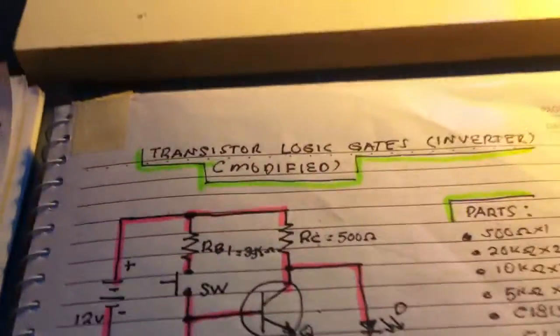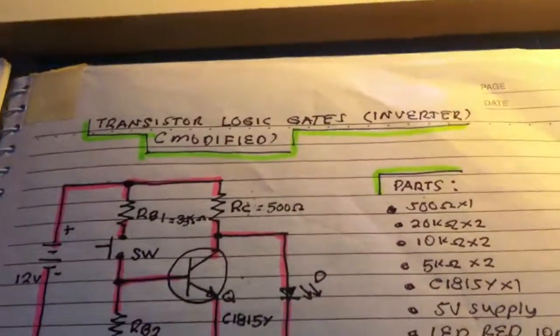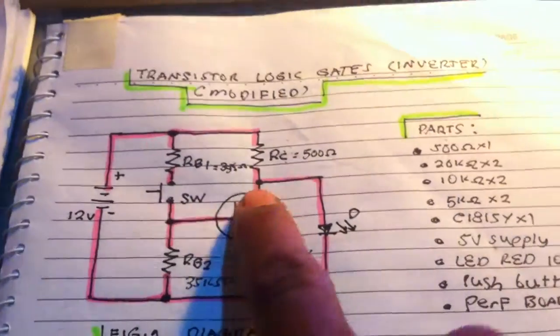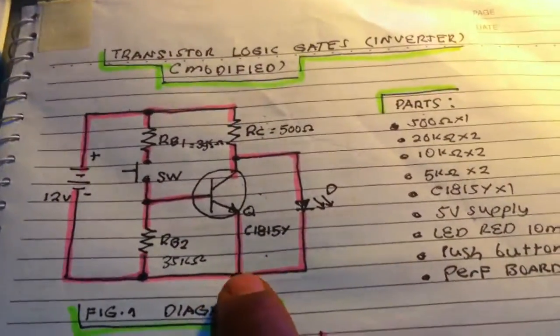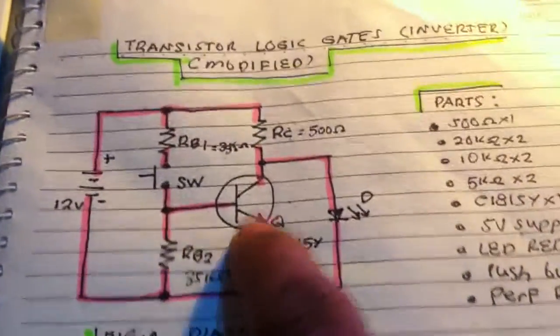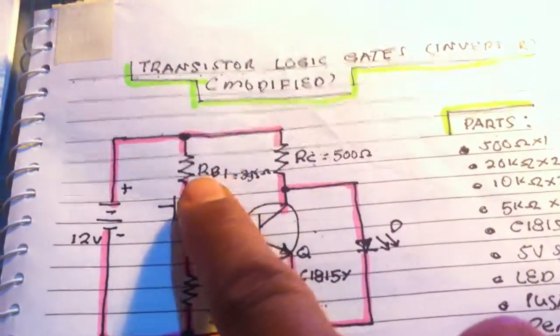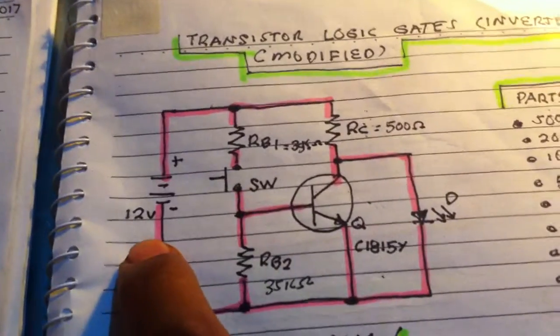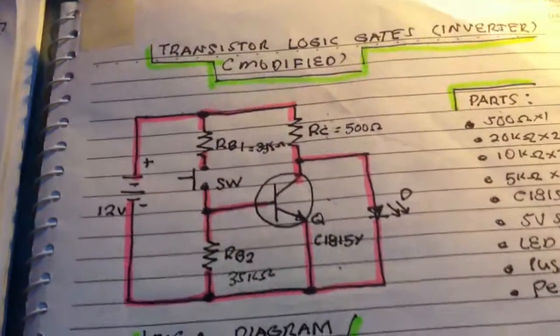We have a push button here, a resistor, transistor, LED, perf board, and the circuit of that one is transistor, logic gates, inverter. So this is the circuit diagram. The LED is connected to the connector and to the ground. We have a transistor, resistors, a 12 volt supply, and a push button.